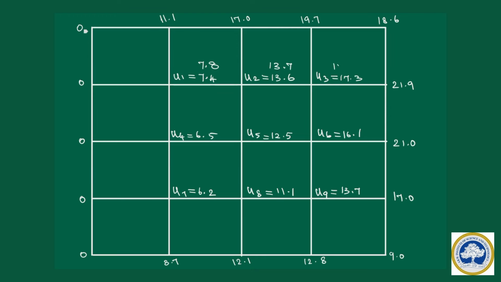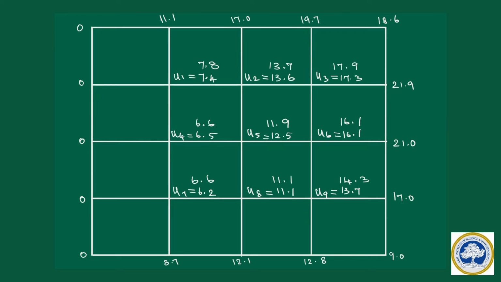Next, similarly for U3 it is 17.9, U4 it is 6.6, next is 11.9, 16.1, 6.6, 11.1 and then 14.3. So while using the standard 5-point formula, you have to take the latest value. So these are the values of the second iteration.